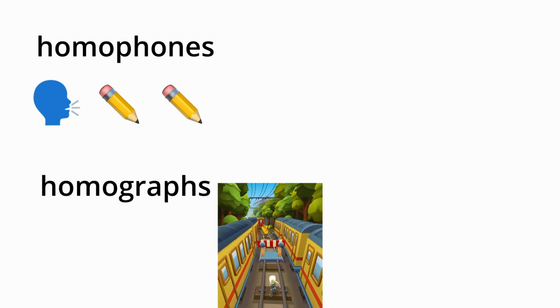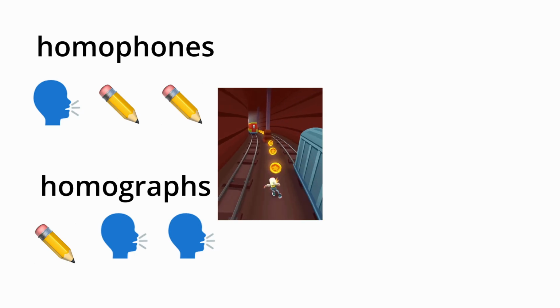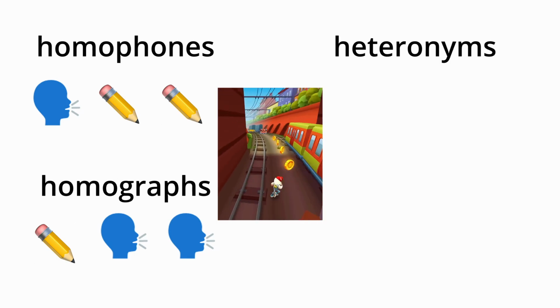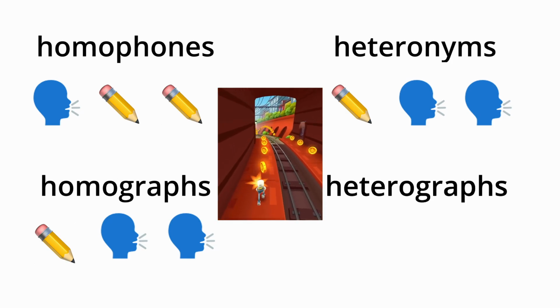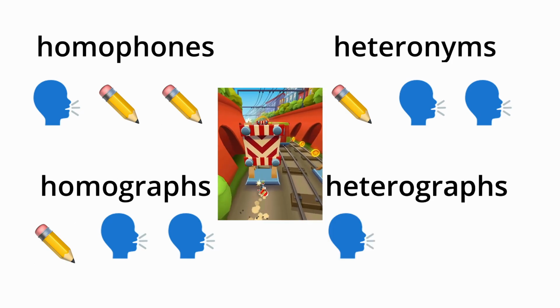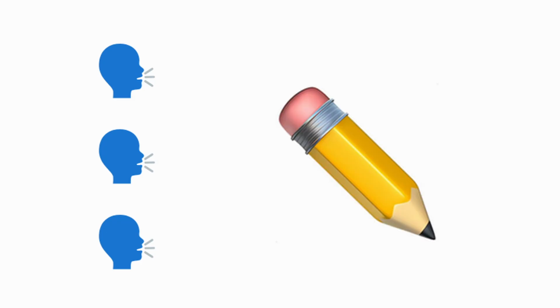Homophones are words that are pronounced the same, but are written differently. Homographs are words that are written the same but sound different. Heteronyms are words that are written the same way but pronounced differently, and heterographs are words that are pronounced the same but written differently. From that fact, we can conclude that there are different phonemes represented as the same grapheme. We could have also googled that.